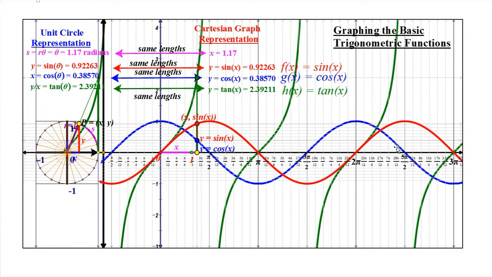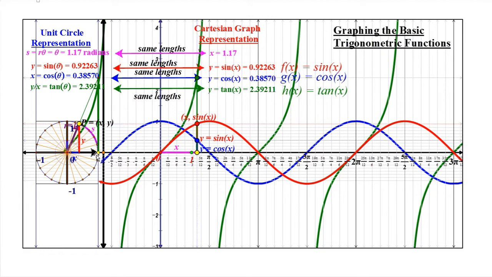Now this is a little bit busy picture here. So again, I refer you back to my videos for more detail on this in my trigonometry videos. Now if we look at this, here's our picture that we were just looking at. So we have one picture over here on the left that's the unit circle representation. And then over here we have the Cartesian graph representation.